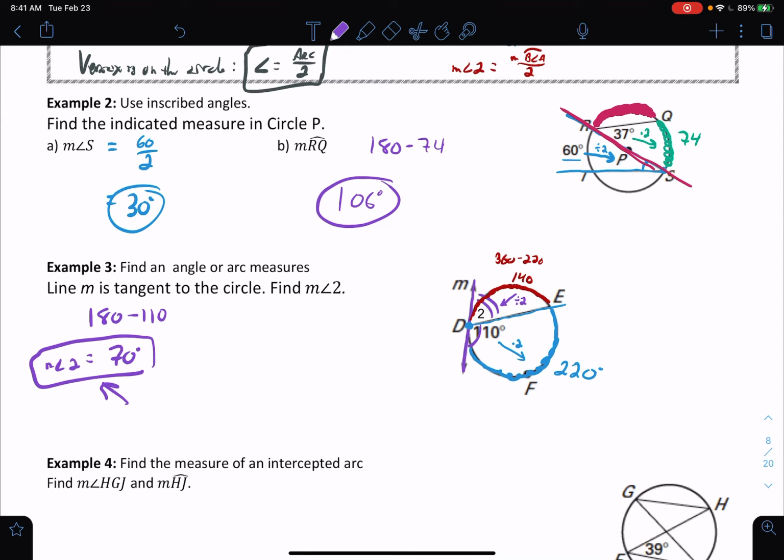So there's a couple ways that we could solve this one: either using just the fact of a linear pair, and don't forget that if angles make up a straight line, they have to add up to 180, or using this new idea about inscribed angles and intercepted arcs.